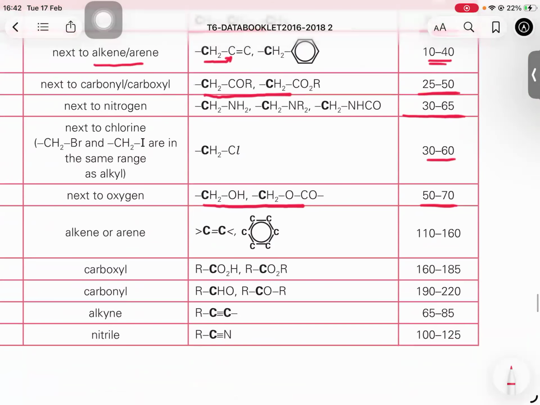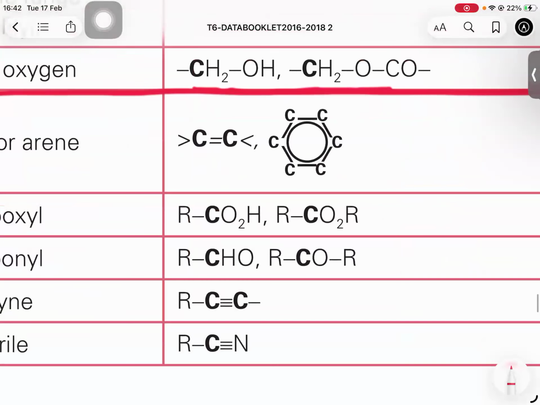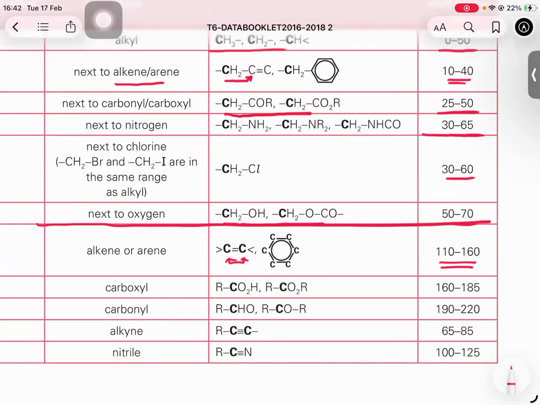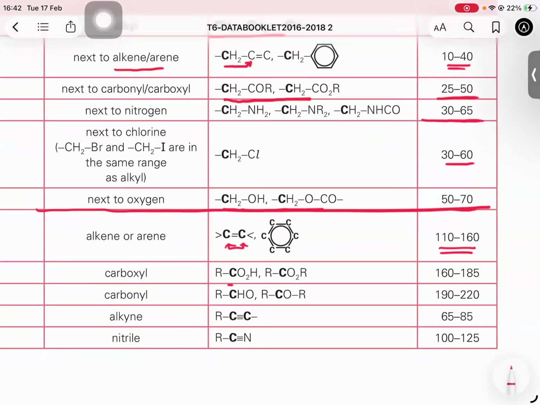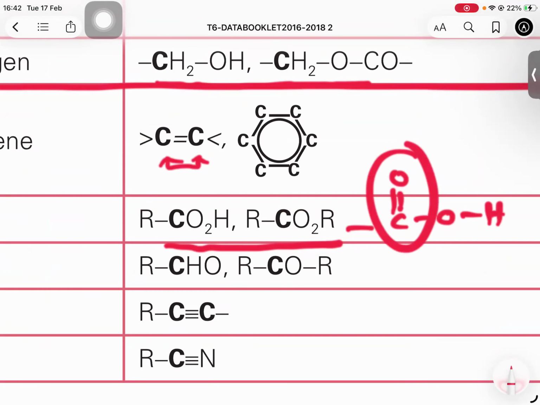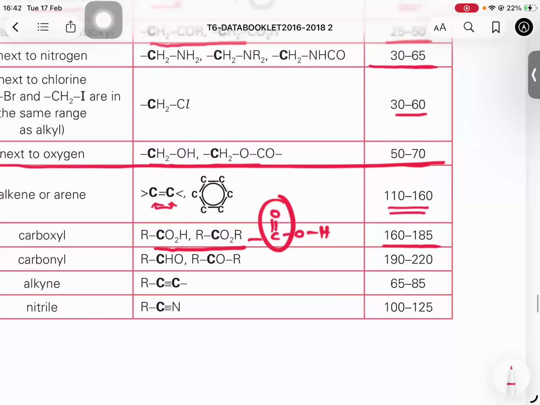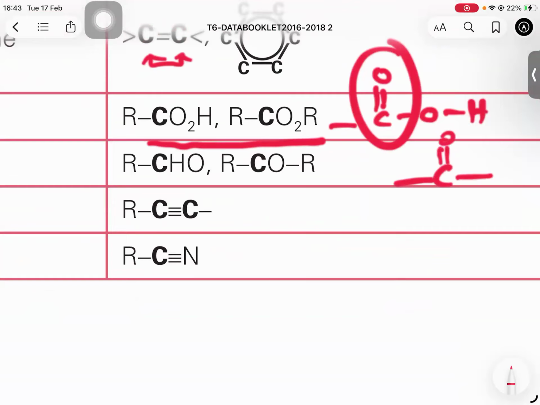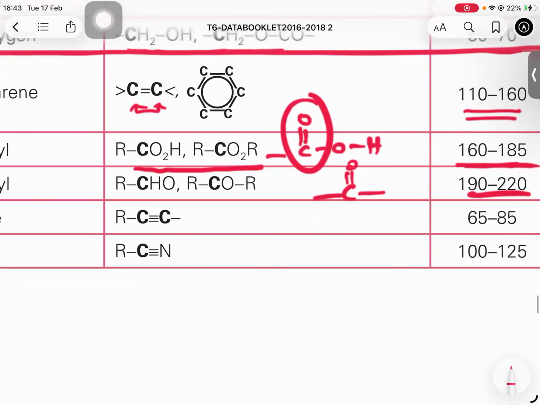This was next to the functional group. Now come to the functional group itself. If a carbon is itself carrying the double bond, not next to the double bond, which was above, it is 110 to 160. Similarly, carboxyl, 160 to 185. This is carboxyl, the C double bond O OH group. The carbon having C double bond O is going to give a peak at 160 to 185. Carbonyl means the one having C double bond O in aldehyde and ketone. That is 190 to 220.